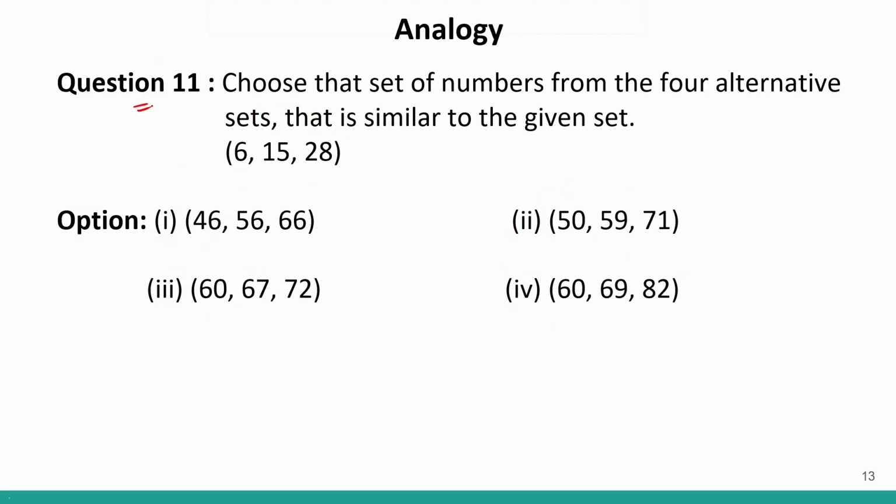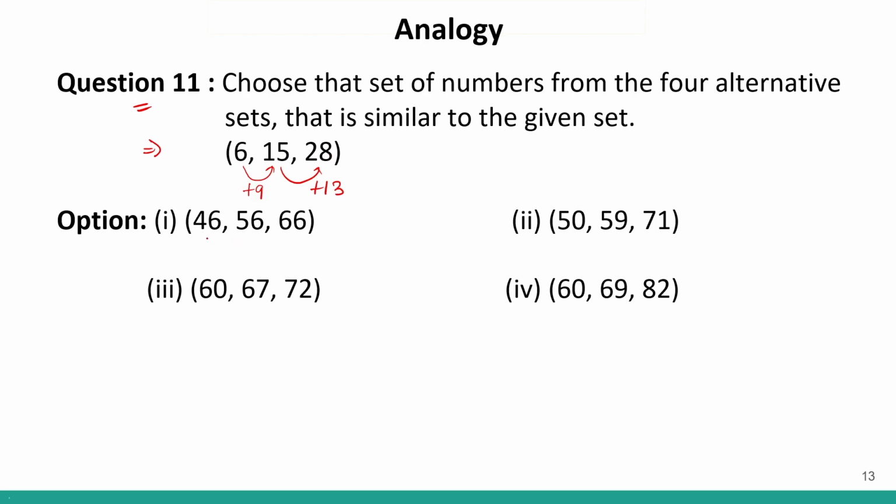Question number 11. Choose that set of numbers from the 4 alternative sets that is similar to the given set. So same type of question. Now we have 6, 15 and 28. So 6 to get 15 is plus 9, and then plus 13. 6 plus 9 will give me 15, and 15 plus 13 will give me 28.